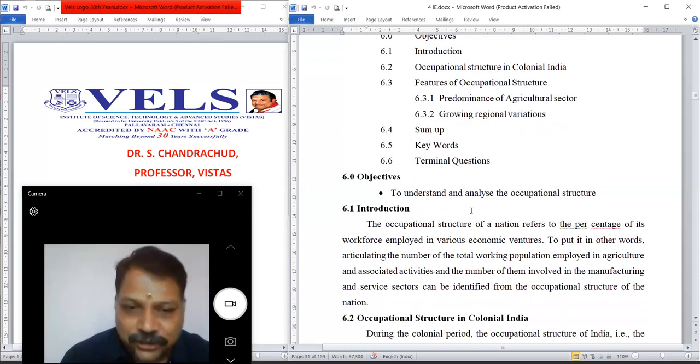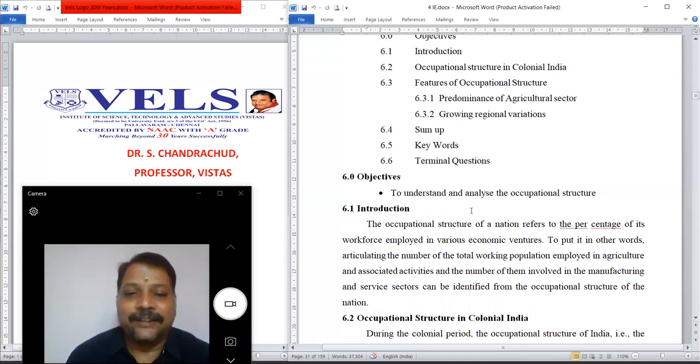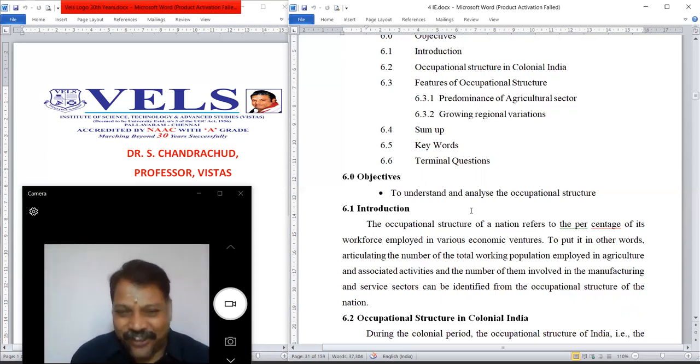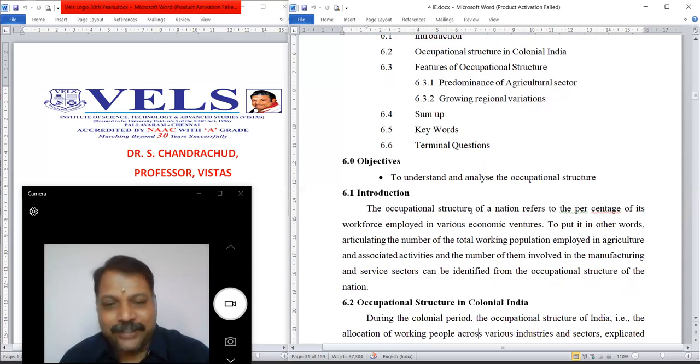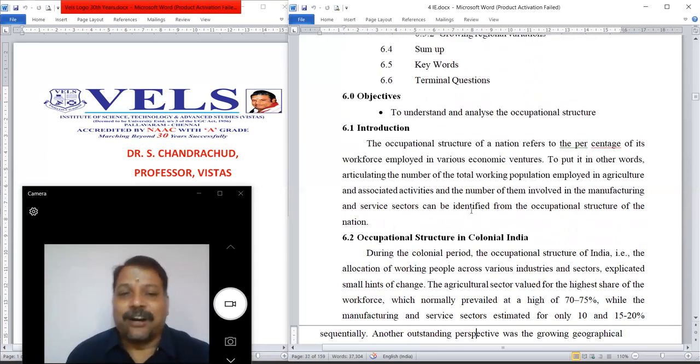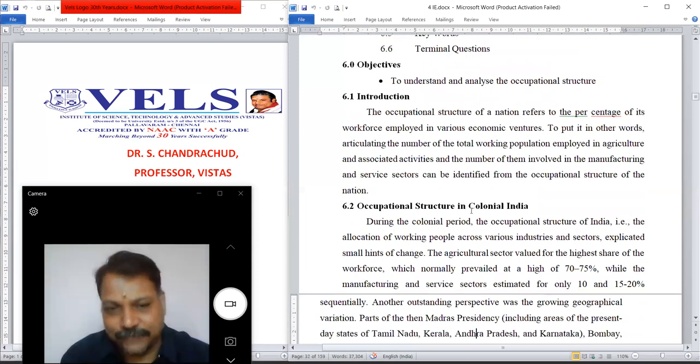The occupational structure of a nation refers to the percentage of its workforce employed in various economic ventures. To put it in other words, the number of the working population employed in agriculture and associated activities, and the number involved in the manufacturing and service sectors, can be identified from the occupational structure of that nation. This gives a better idea to frame policies or schemes by the Government of India.